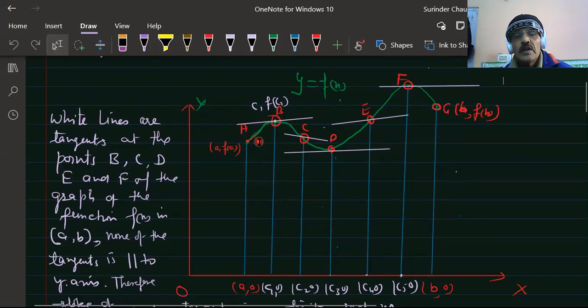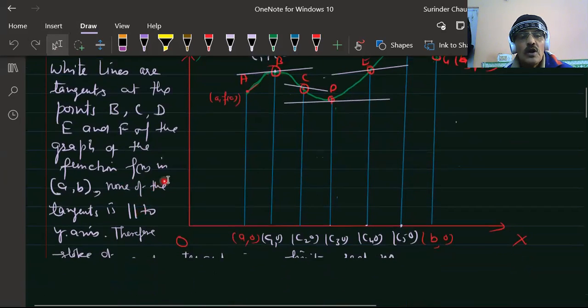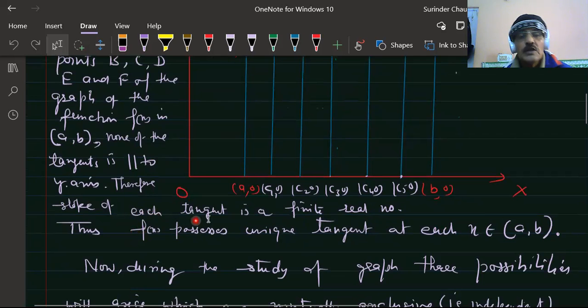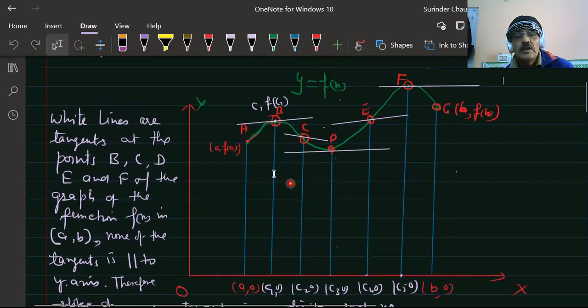The white lines are tangents at the points B, C, D, E, F of the graph of the function f(x) in the open interval. None of the tangents is parallel to the y-axis, that is, no tangent is vertical. Therefore, the slope of the tangent at every point is a finite real number.